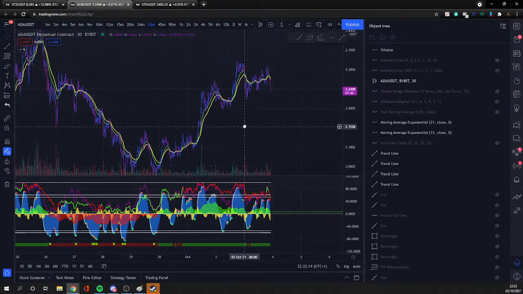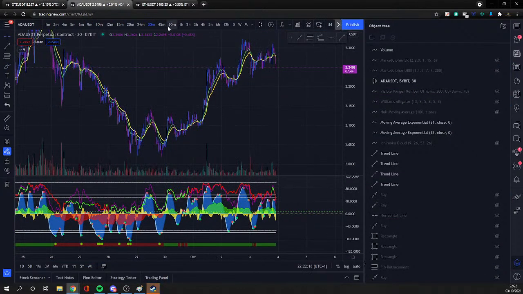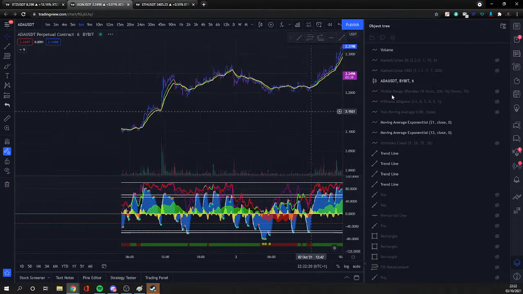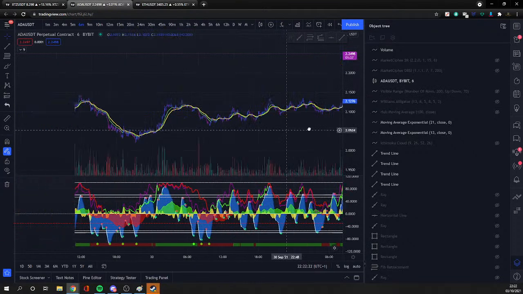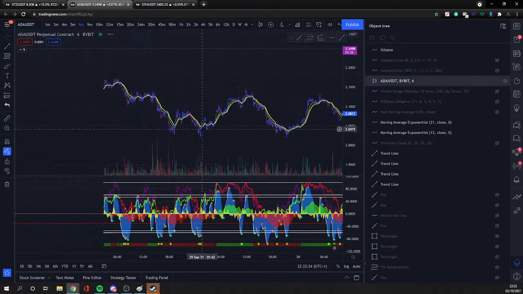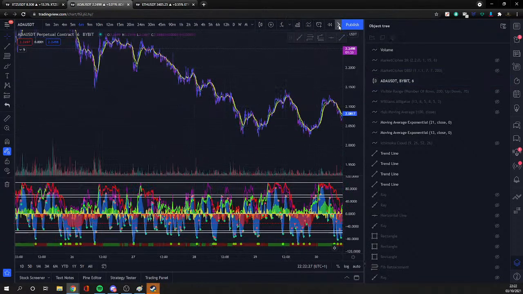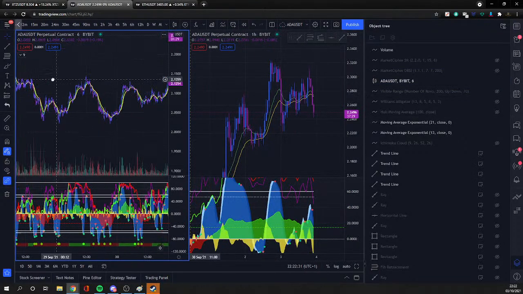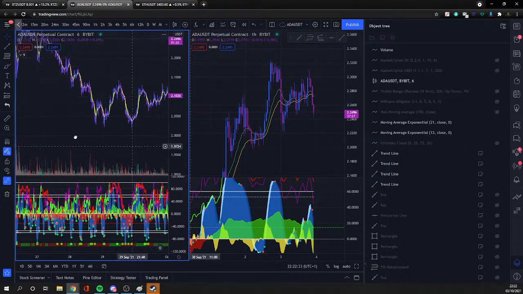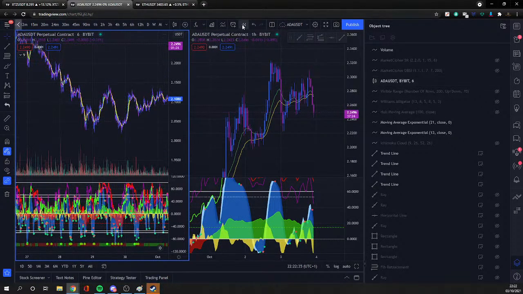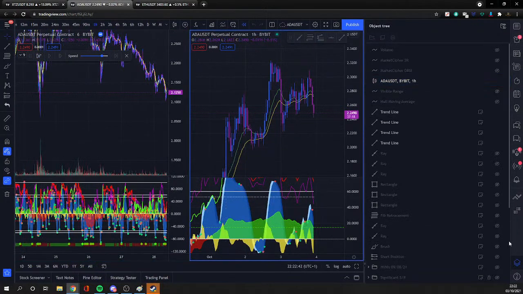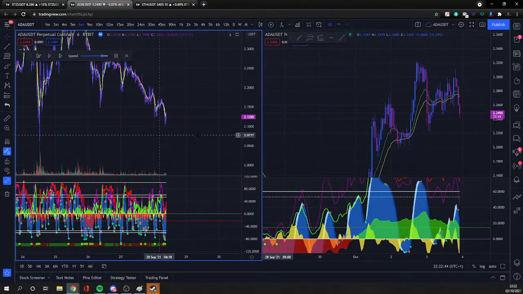I was on the wrong bloody chart there. Let's go back to this 6 minute back here. Tell if I was on the right chart, guys. Let's just close this now so we've got a bit more screen to play with.